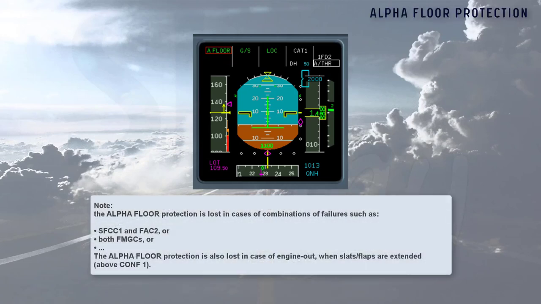Note: the alpha floor protection is lost in cases of combinations of failures such as SFCC1 and FAC2, or both FMGCs. The alpha floor protection is also lost in case of engine out when slats flaps are extended above configuration 1.